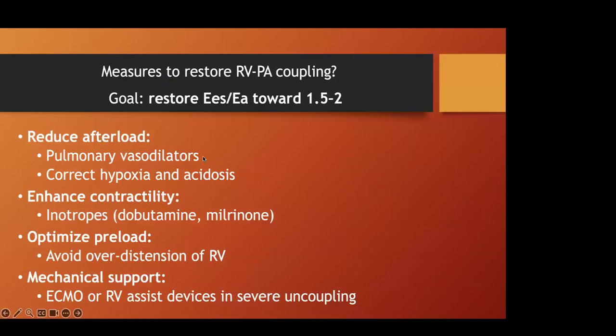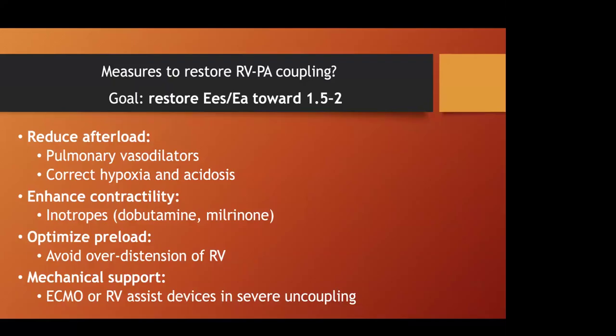So use the pulmonary vasodilators if the PA pressures or the pre-systolic or pre-capillary PA pressures are high. Of course, correct hypoxia and acidosis. Improve your contractility using any inotropes such as dobutamine or milrinone. Optimize your preload. Most of the times you may have to diurese these patients because RV is struggling and the septum is to the left. So they usually have the pressure and volume afterload. So diuresis is important. And of course, if nothing works, you may need ECMO or the RV assist device.